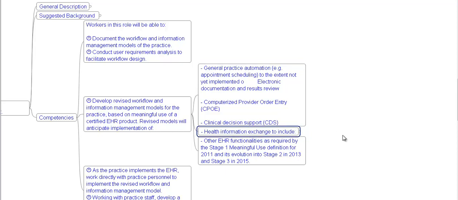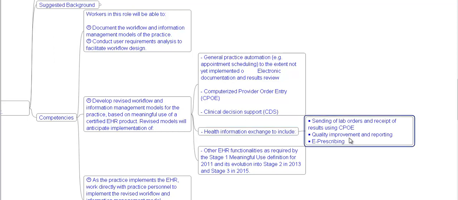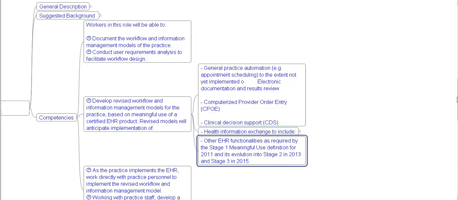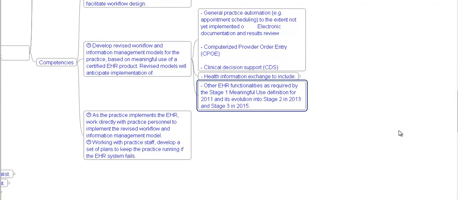Health information actions to include sending of lab orders and receipt of results using CPOE, quality improvement and reporting, and e-prescribing. Other electronic health record functionalities are required by the Stage 1 meaningful use definition for 2011 and its evolution into Stage 2 in 2013 and Stage 3 in 2015.